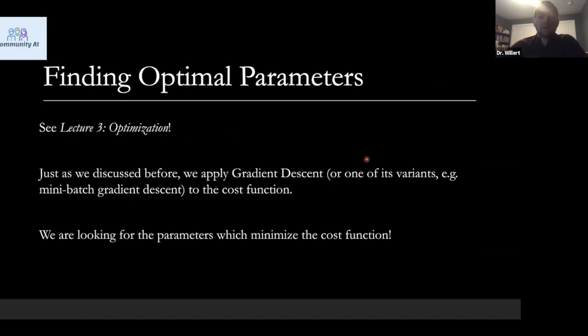So how do we find the optimal parameters? Well, we talked about that on Tuesday. We'll apply gradient descent or something similar, and we take that and try to find the minimum of the cost function. Just as always, we're looking for those parameters which minimize the cost function.